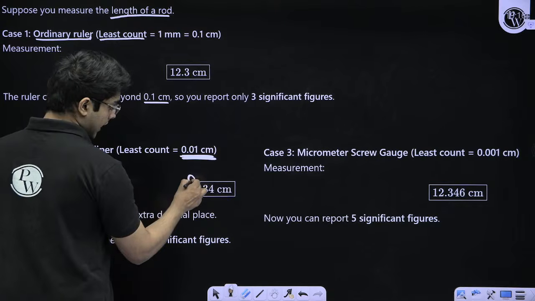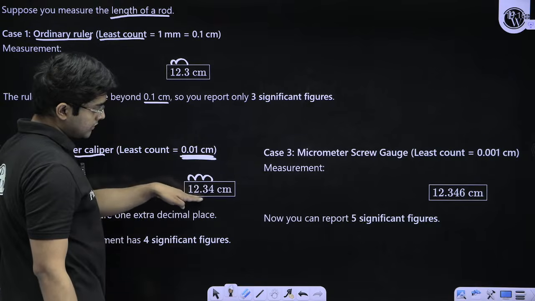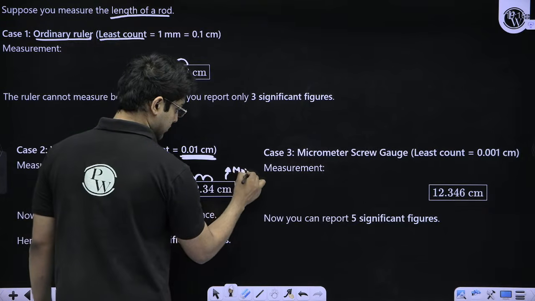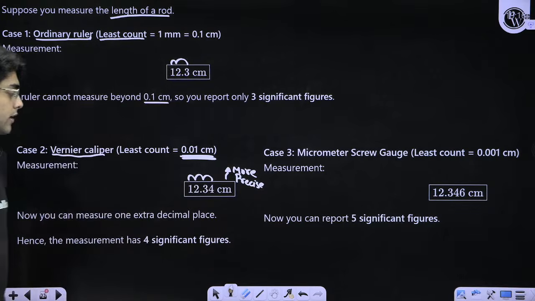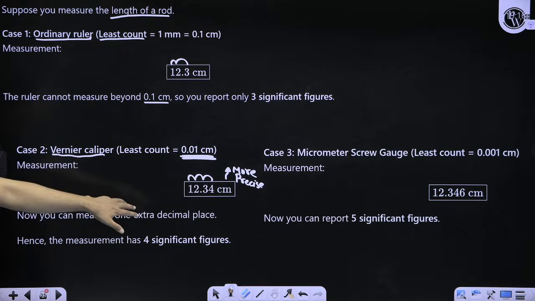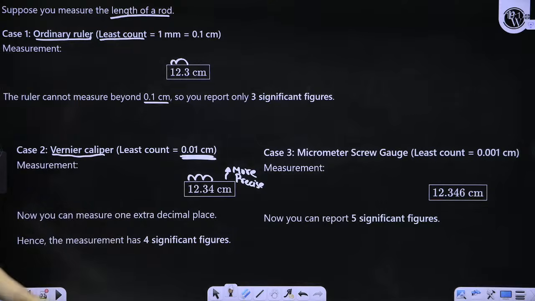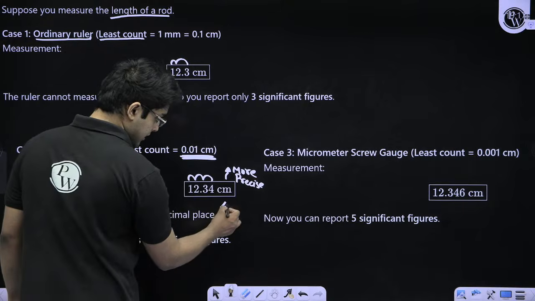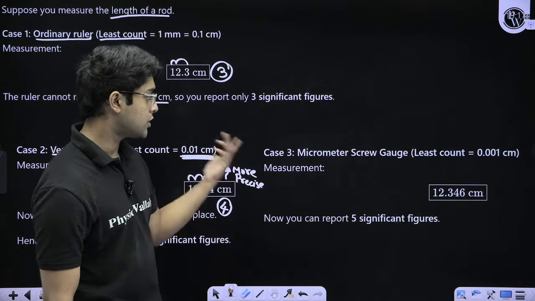And then you got the length as 12.34. Here you only got 12.3. So this is said to be more precise. Okay, this is said to be more precise. When you have information about more digits, this is said to be more precise. Okay, 12.34 is a more precise measurement as compared to 12.3. So now you can measure an extra decimal place, and if you notice, the significant figures is now 4, right? So the more the number of significant figures, the more the precision of the measuring device.